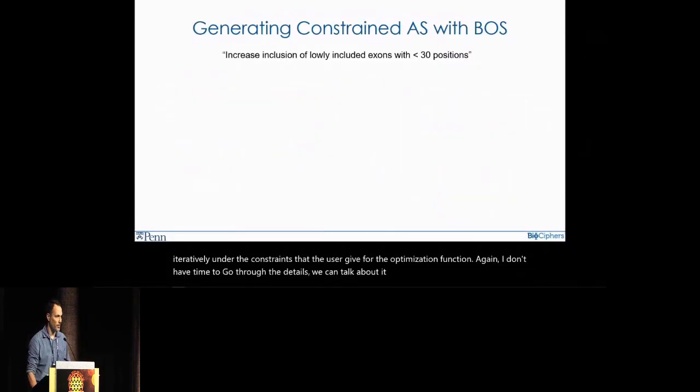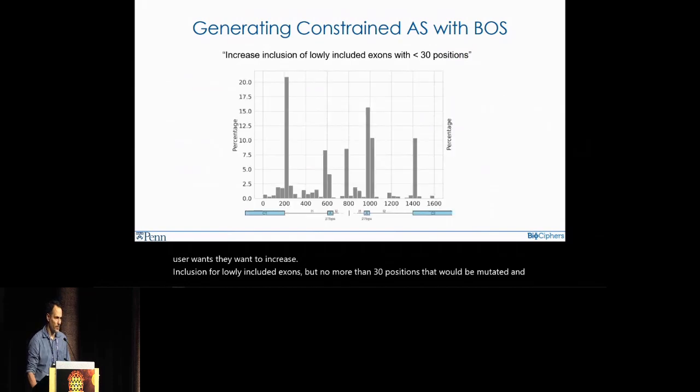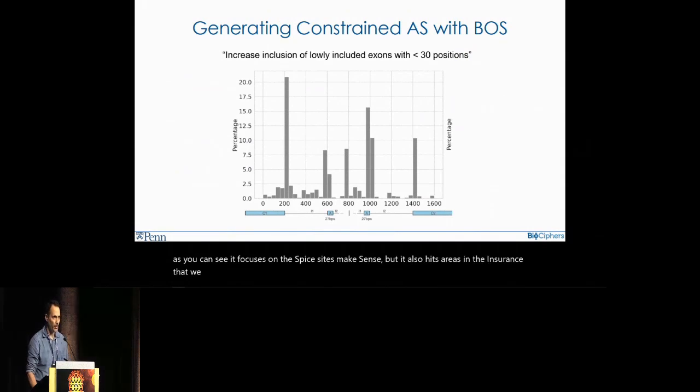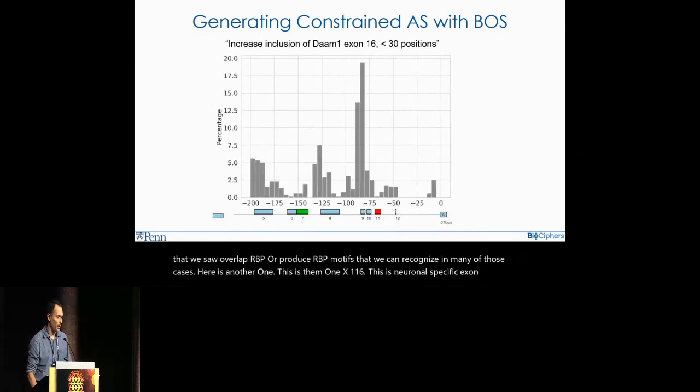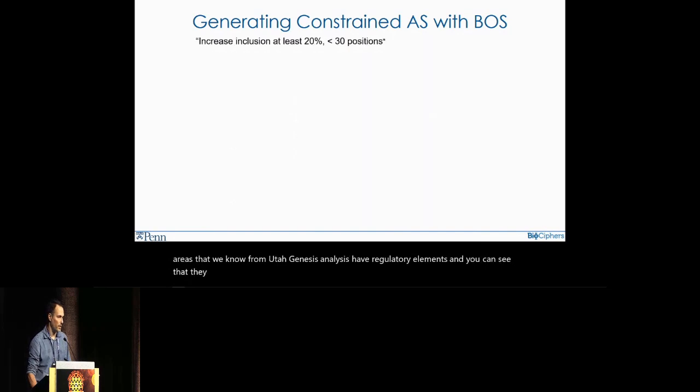Here is an example of what the user wants. They want to increase inclusion for lowly included exons, but no more than 30 positions would be mutated. And as you can see, it focuses on the splice sites, which makes sense, but it also hits areas in the introns that we saw overlap RBP or produce RBP motifs that we can recognize in many of those cases. Here's another one. This is DEM1 exon 16. This is a neuronal specific exon. And we're targeting areas that we know from mutagenesis analysis have regulatory elements, and you can see that they concentrate there, which is very nice.